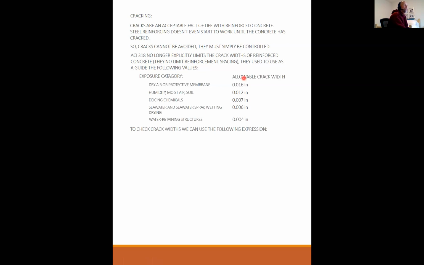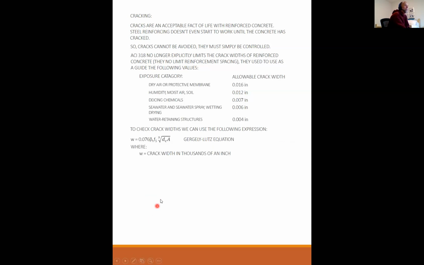That's because the newer equations that they use in the code limit reinforcing spacing, and that doesn't really work very well with beams. So to check crack widths, we can use the following expression. This is 0.076 beta h f sub s times the third root of dc times A. This is known as the Gergely-Lutz equation.